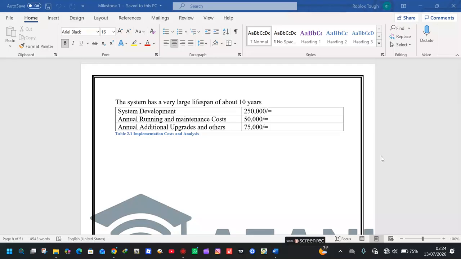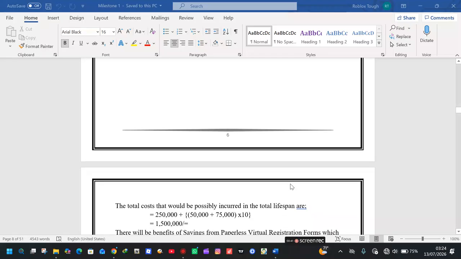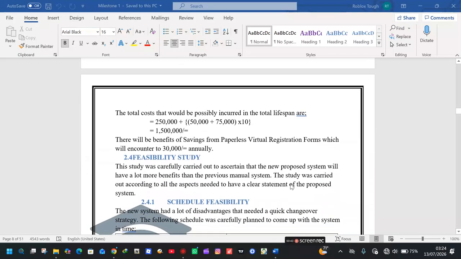So the first is the system development, which costs 250,000 Kenyan shillings. The second one is the annual running and maintenance costs, that is 50,000 Kenyan shillings. And lastly, annual additional upgrades and others, that is 75,000 Kenyan shillings. So the total costs that will possibly be incurred in the total lifespan are 1.5 million, that is 1,500,000 Kenyan shillings.